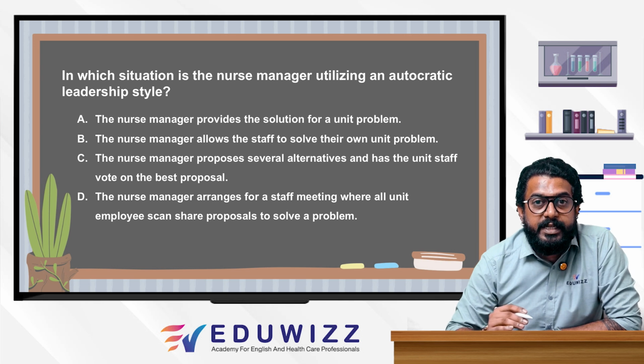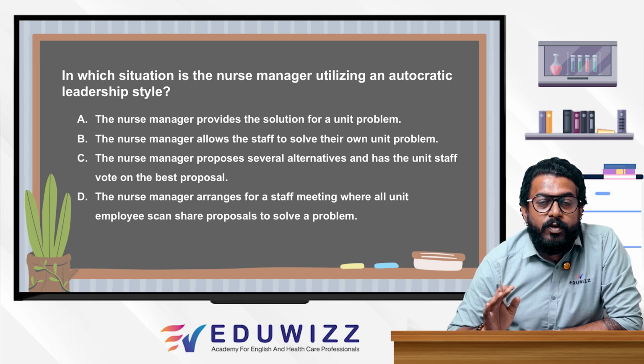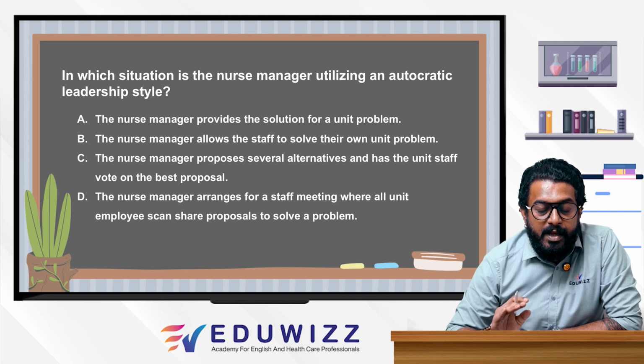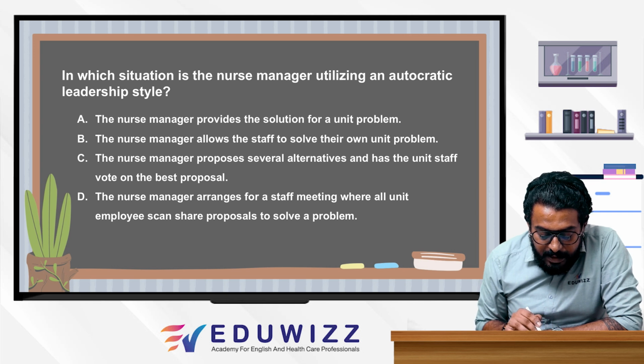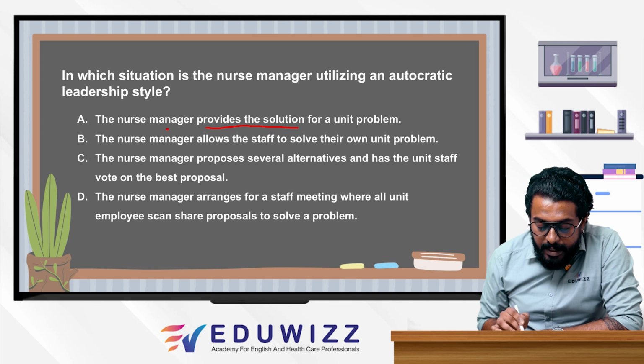So we already discussed that in autocracy, the leader makes all the decisions and solutions, and there is no involvement of subordinates in decision making or problem solving. So if you see the options, in the first option, the nurse manager provides the solution. It is clearly mentioned that the nurse manager provides the solution for a unit problem.